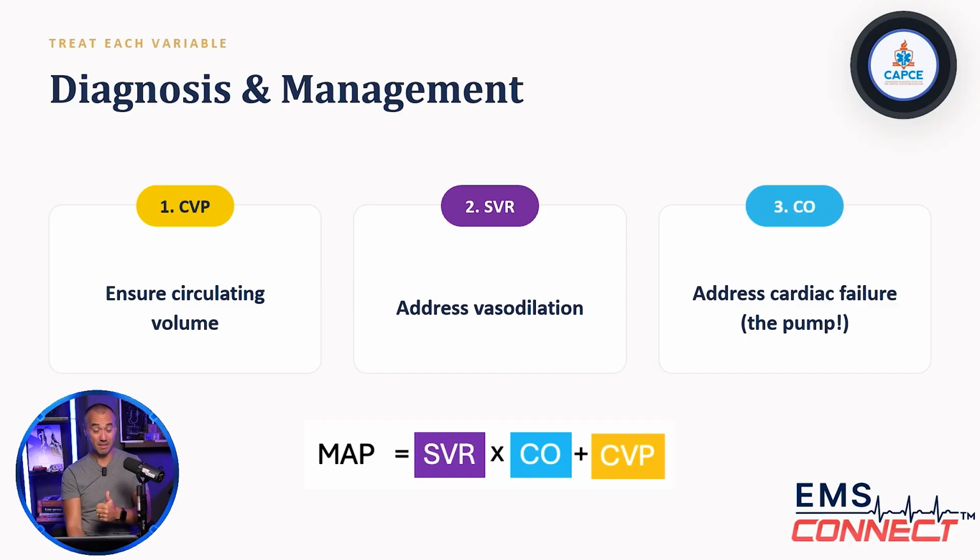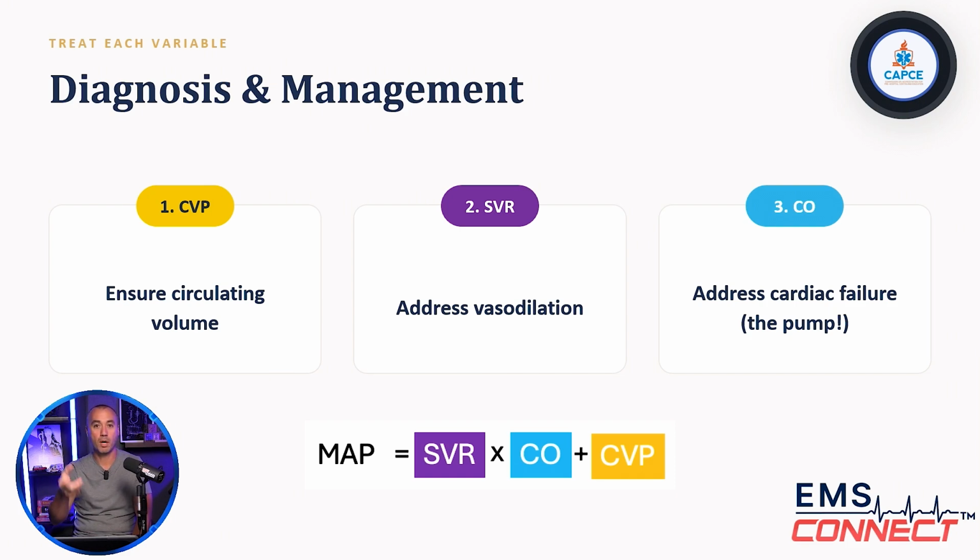Okay. Once we've done that, if they're still in shock, then we need to address the vasculature. What are the pipes doing? And so if there's vasodilation because they're septic, they need a vasopressor, right? If they're in anaphylactic shock, they need a vasopressor to maintain that vascular tone. Is this neurogenic shock? We need to address that vascular tone. So ensure circulating volume, address the vasodilation. We address those that are still in shock.